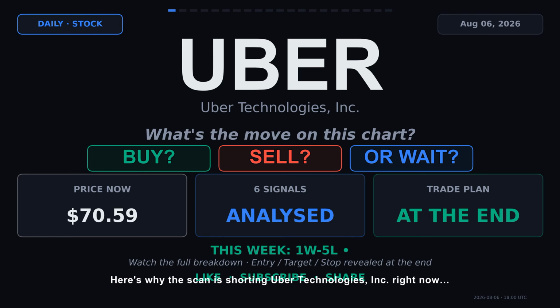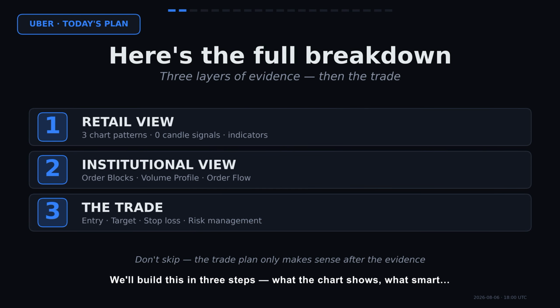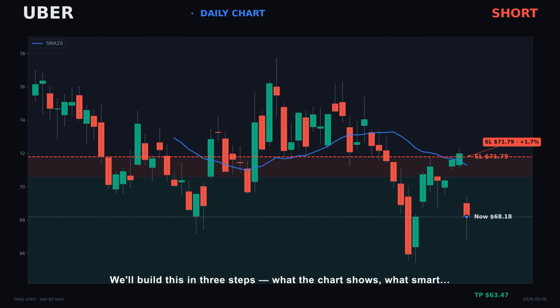Now, the chart. We'll build this in 3 steps: what the chart shows, what smart money is doing, and finally the trade itself. Stay to the end for the levels. Okay, let's look at the chart.